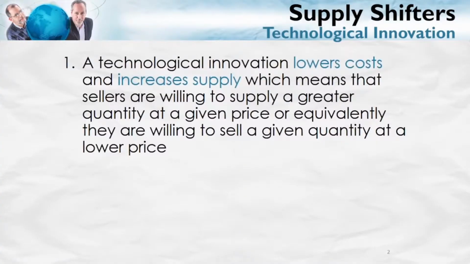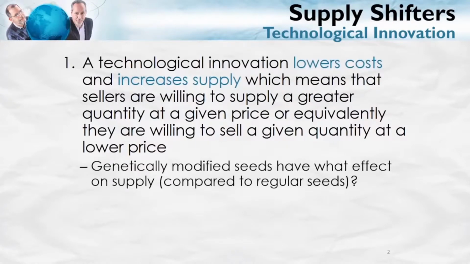A technological innovation lowers costs and therefore increases the supply. That means that sellers are willing to supply a greater quantity at a given price. Or equivalently, they're willing to sell a given quantity at a lower price. So let's imagine that we have some genetically modified seeds. What's the effect on supply? We'll assume that the seeds, for example, require less fertilizer.